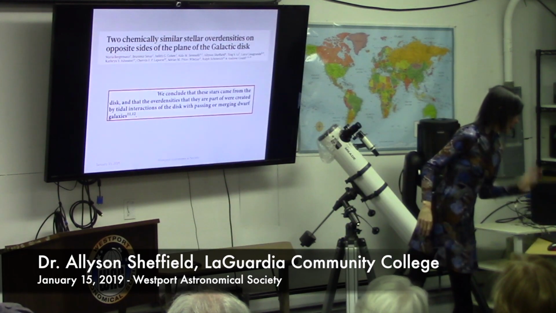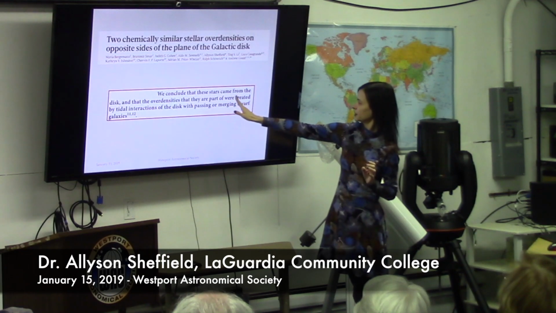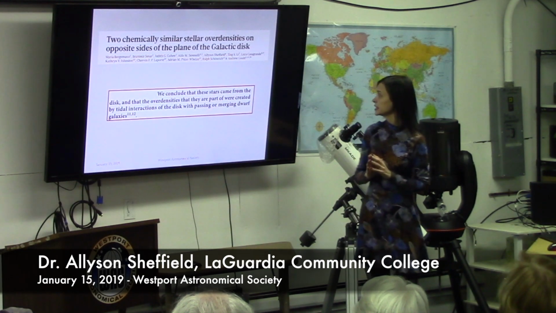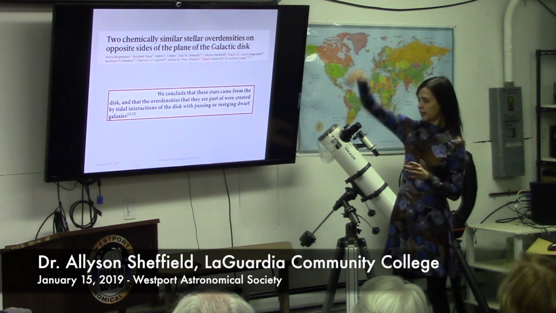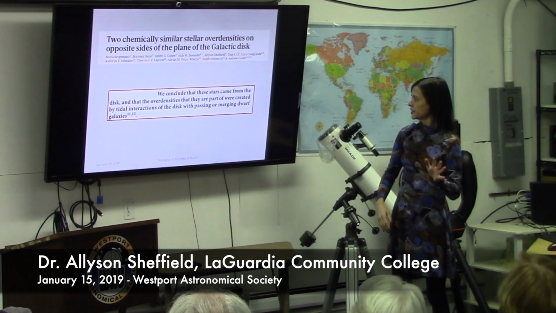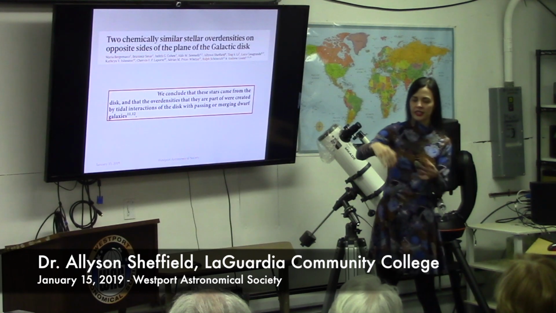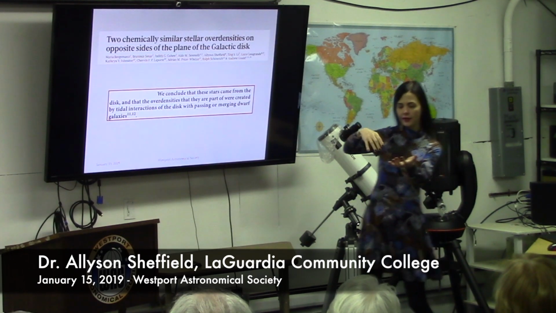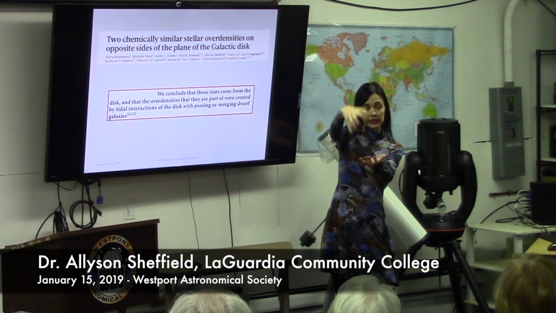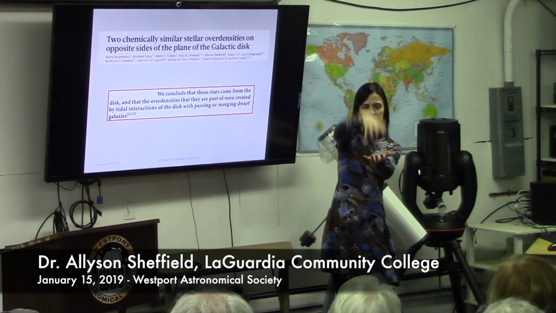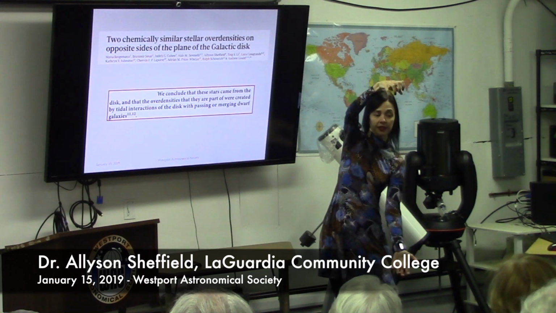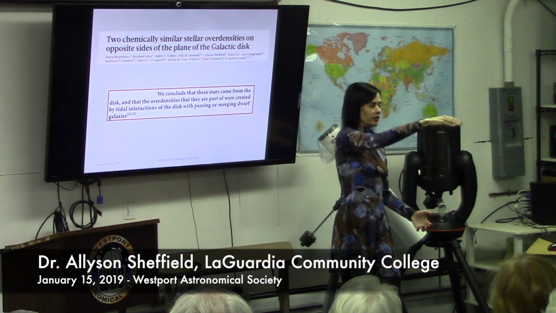Again, our very key results. So stars come from the disk, and the overdensities that they're a part of are created by a tidal disruption of the disk with a passing Sagittarius plunging through the disk. As it plunges through, you have the small galaxy with a gravitational attraction, so you get stars pulled up, and then when it comes down, you get more coming down, so then you get this oscillation.